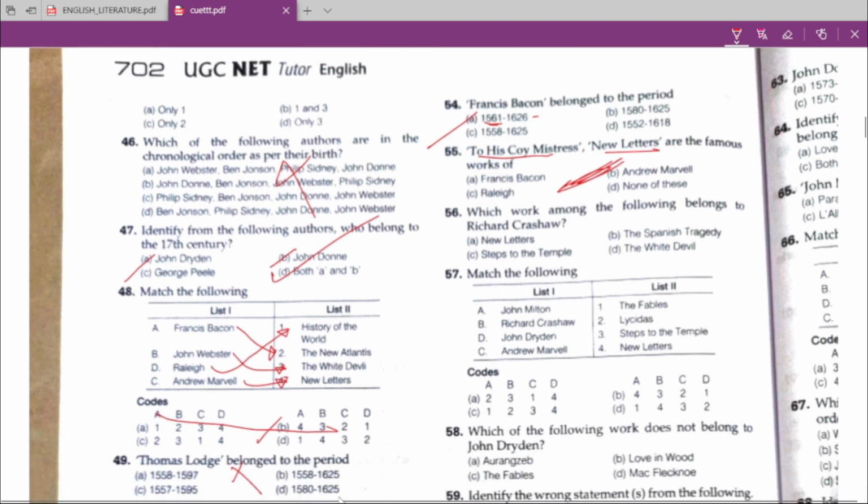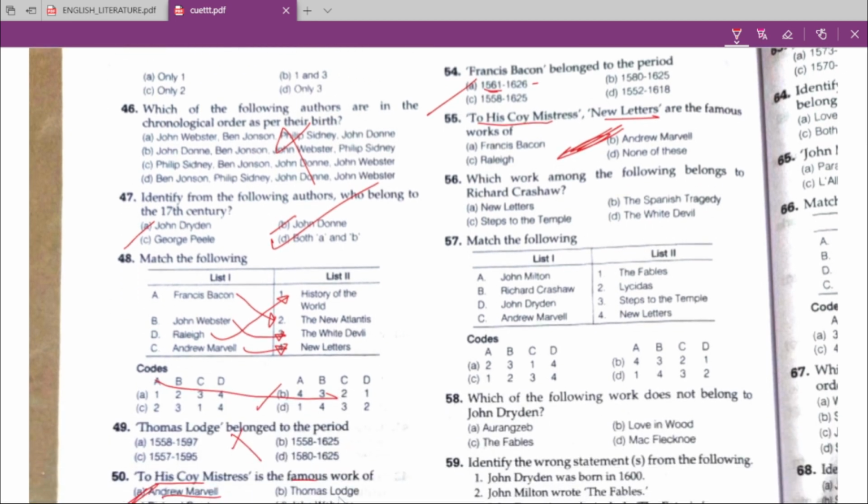Moving on to question number 56. Which work among the following belongs to Richard Crashaw? New Letters was written by Andrew Marvell, as I told, so this is wrong. The Spanish Tragedy is by Thomas Kyd, The White Devil by John Webster. So Steps to the Temple is the remaining one. Steps to the Temple was written by Richard Crashaw.